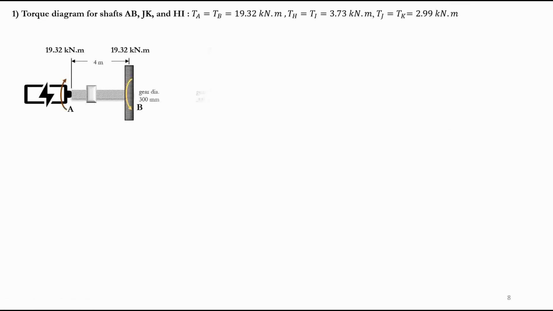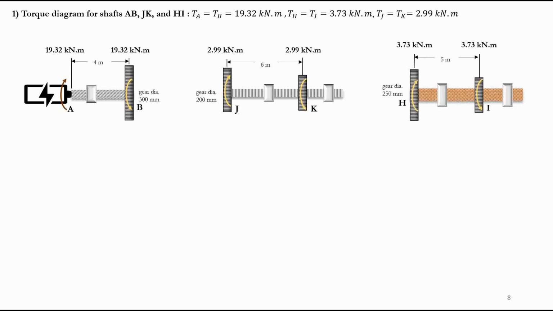Now, we can basically draw the torque diagram, right, to finish the first question. The first question again was to determine the power, to determine the friction forces, and also draw all the torque diagrams, right? And we are now in the last step. So here, this is the shaft AB, if you remember, shaft JK, which was at the bottom right, and shaft HI was at the top right.